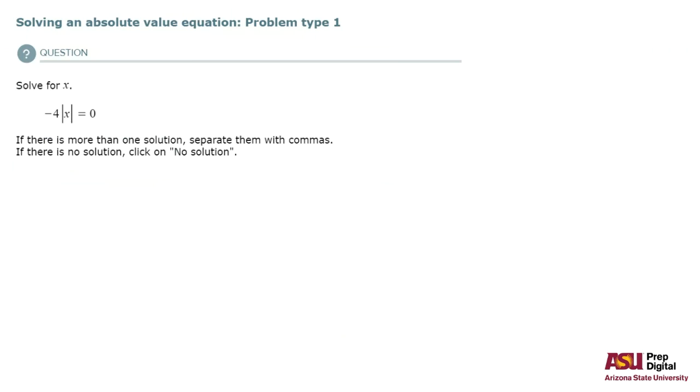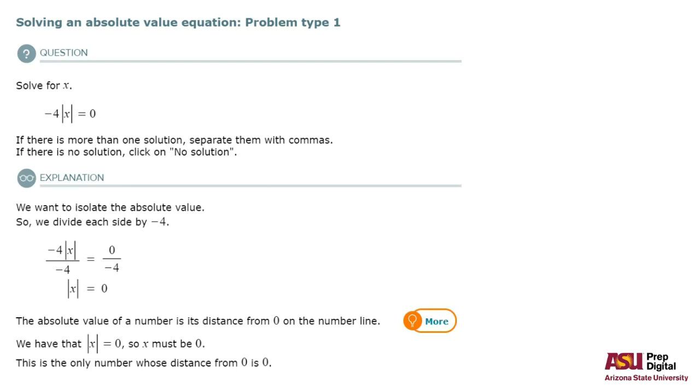So now take a look at this one. We have -4 times the absolute value of x is equal to 0. You might be thinking maybe there's no solution, but actually in this case, when we divide 0 by -4, we still get 0, and so there's one solution, just like our very first example, the absolute value is 0.